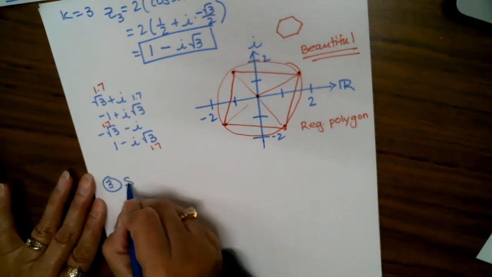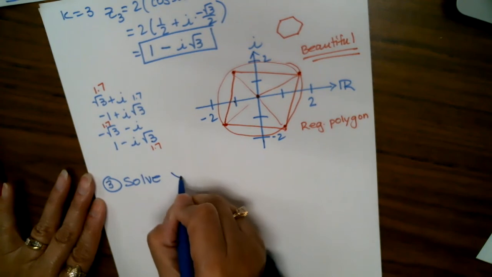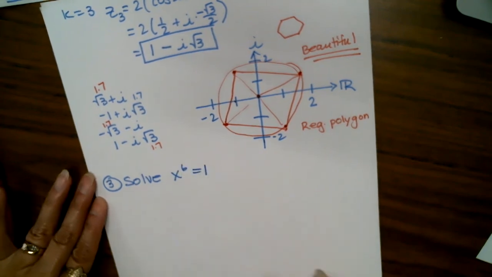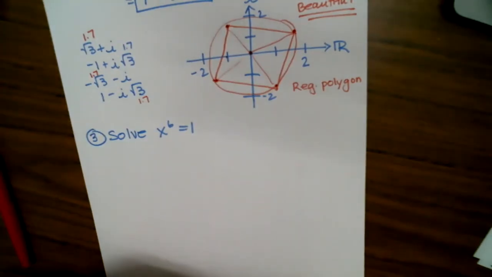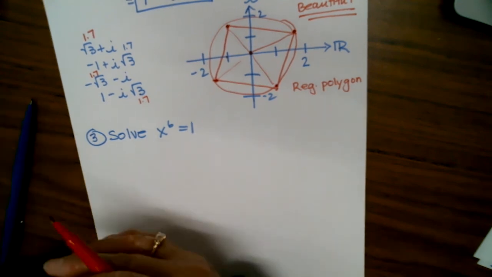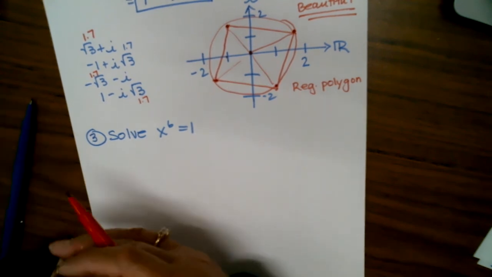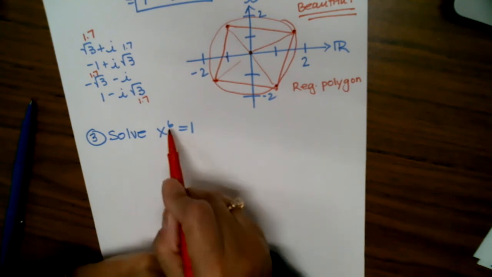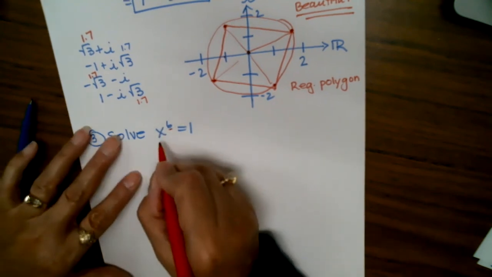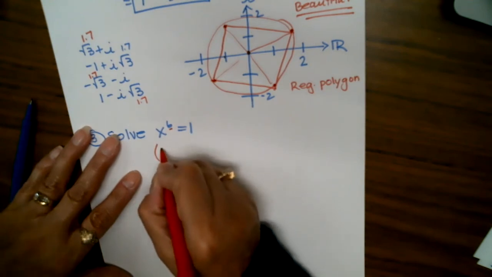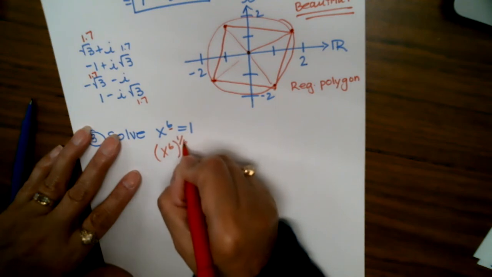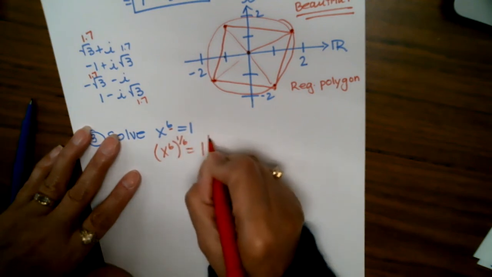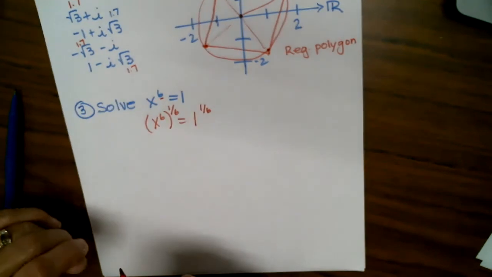Okay, third one. I'm not going to work all the way through this, but I want to show you what to do on something like this. Solve x to the 6th equals 1. Now, I know you're thinking, well, that answer is just 1 or -1. But actually, remember, there are 6 solutions to this because when I want to solve for x, I have to raise this to the 1/6 power. There should be 6 solutions to this.